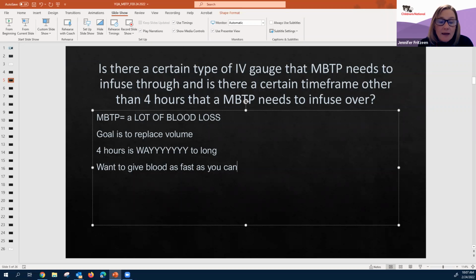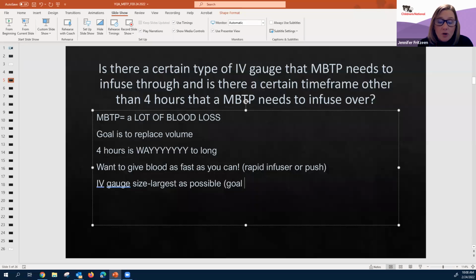With that, it then comes down to IV gauge. I can use a rapid transfuser, but if I have a 24 gauge in, it's going to take 45 minutes to an hour to give that unit of blood because the IV is way too small. You always want to try to have the largest IV that you can possibly get into a patient when you're getting massive blood transfusions. For the massive blood transfuser, they recommend nothing smaller than a 20 gauge, but if you can get an 18 or a 16 in, that's great.